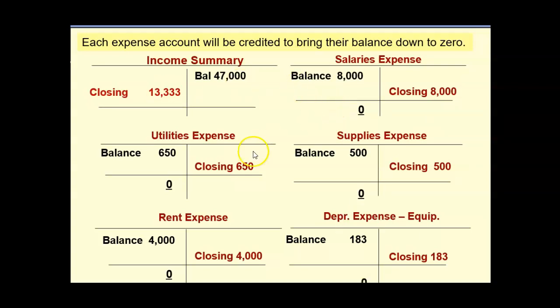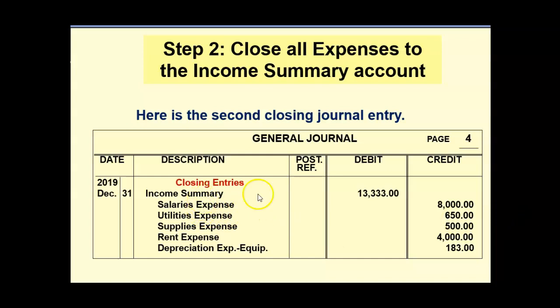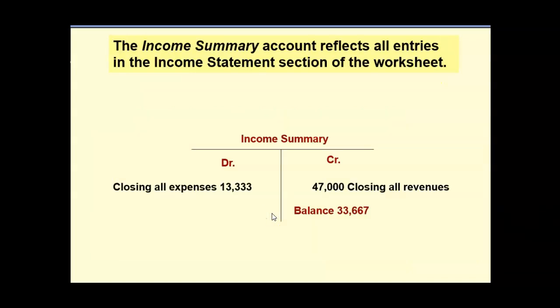At the end of this second step, all of our expense accounts will now have a zero balance. So in our general journal, we're going to debit the income summary account, and we're going to credit each expense account the amount required to give each of them a zero balance. So now you've completed half of the steps in the closing entry process. We closed out our revenue accounts first, and in step two, we just closed out all of our expense accounts.